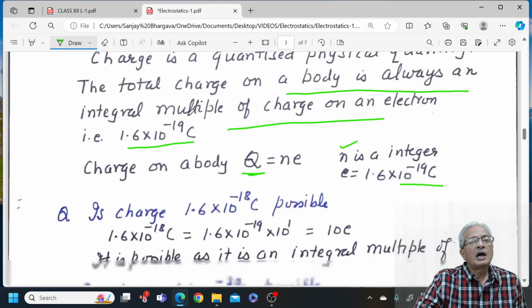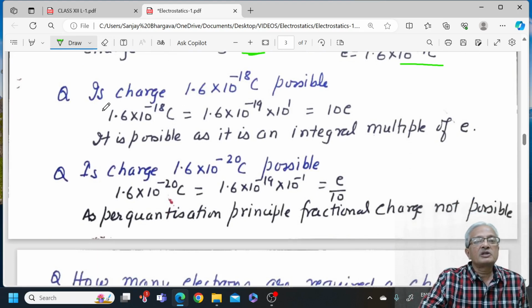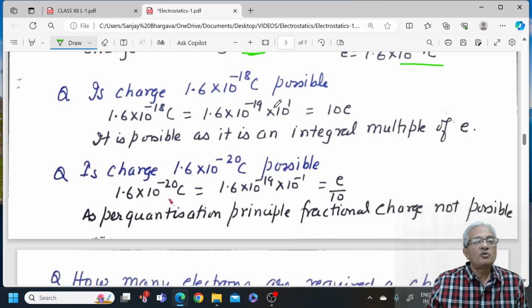In physics, are all charges possible? Let us check. In the first question, we ask: is a charge of 1.6 × 10^-18 coulomb possible? So 1.6 × 10^-18 can be written as 1.6 × 10^-19 × 10^1, that is 10 times e. The total charge is an integral multiple of e. So 1.6 × 10^-18 coulomb is possible.